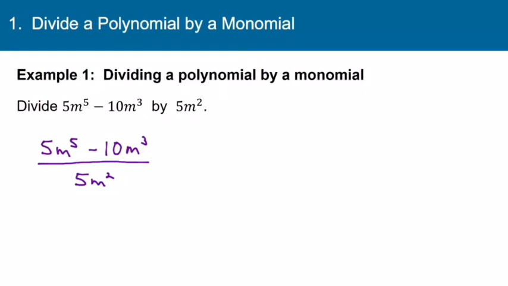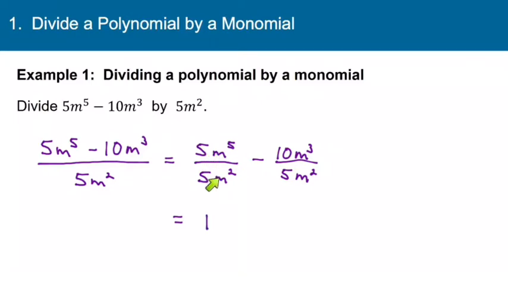So we can write this as 5m to the fifth over 5m squared minus 10m to the third over 5m squared. Now we will just simplify each term. On the first term, 5 divided by 5 will be 1. And m to the fifth divided by m to the second will require us to use our quotient rule. So we'll say 5 minus 2 is 3. Therefore, m to the fifth divided by m to the second is going to be m to the third.